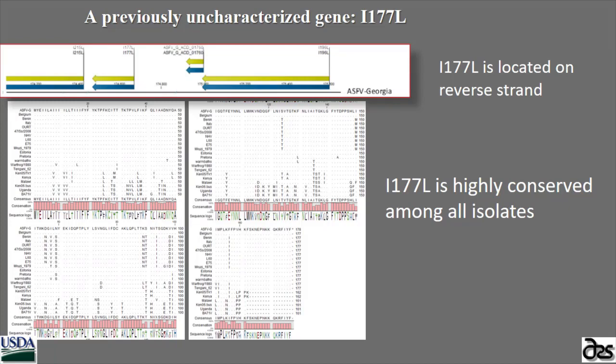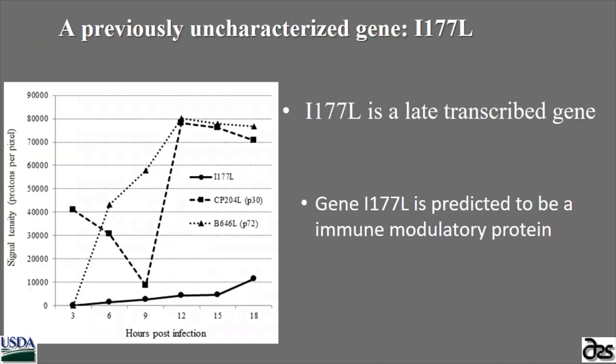I177L is located on the reverse strand of the virus. It's highly conserved among all isolates. When we look here, you can see on the bottom, I177L is a late transcribed gene. And it's a gene that, through our pipeline, was predicted to be an immune modulatory protein.